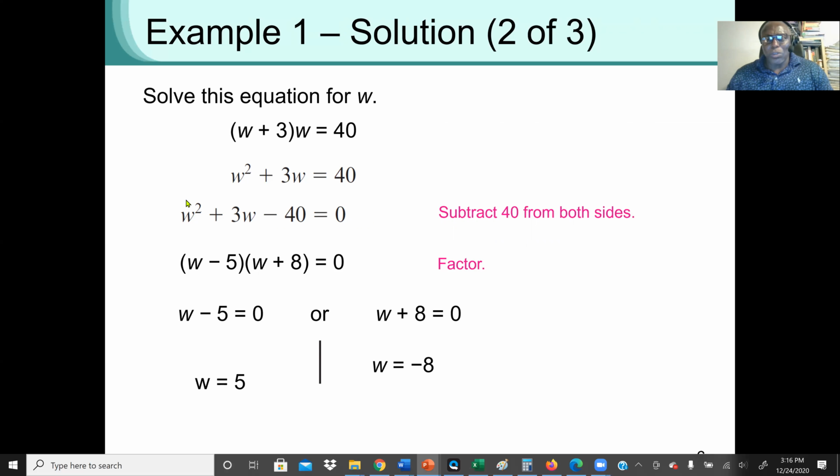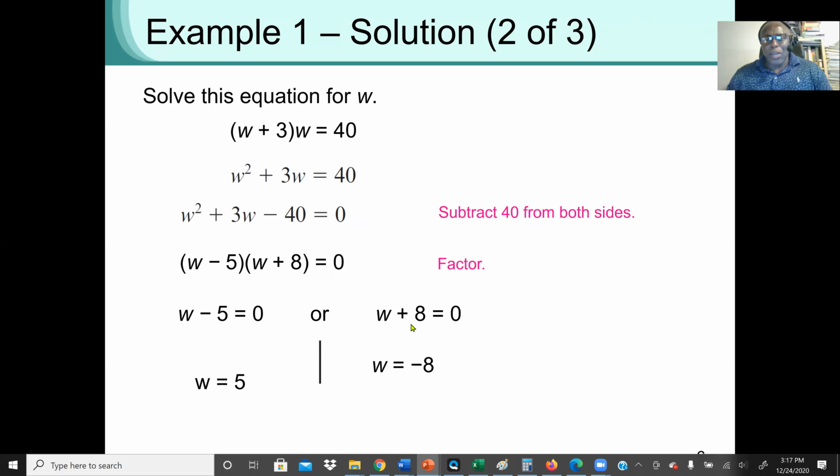So we can solve this equation by factorizing, because we know that negative 5 times positive 8 will give us negative 40. Now the sum of negative 5 and positive 8 will give me positive 3. So the two factors are W minus 5 and W plus 8 equal to 0. Now we take W minus 5 equal to 0, so W gives us 5. And we have W plus 8 equal to 0, and W gives us minus 8. With a quadratic equation, we are going to get two solutions because the highest exponent is 2.